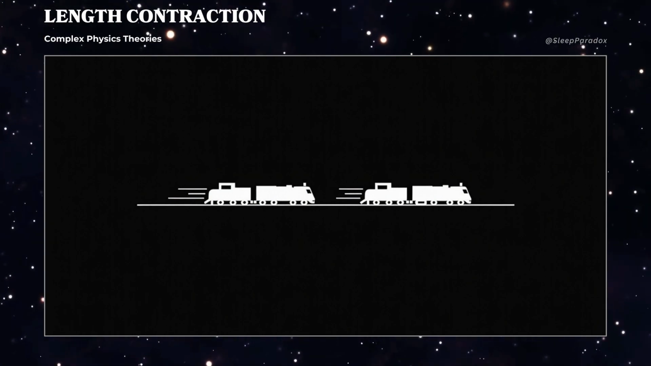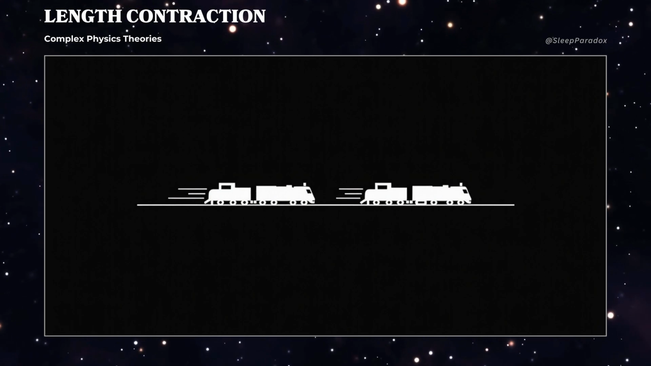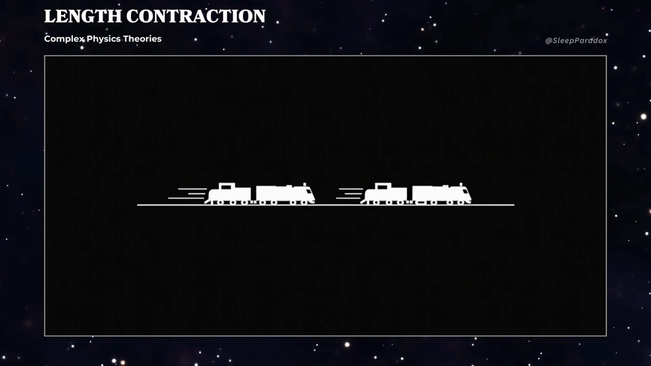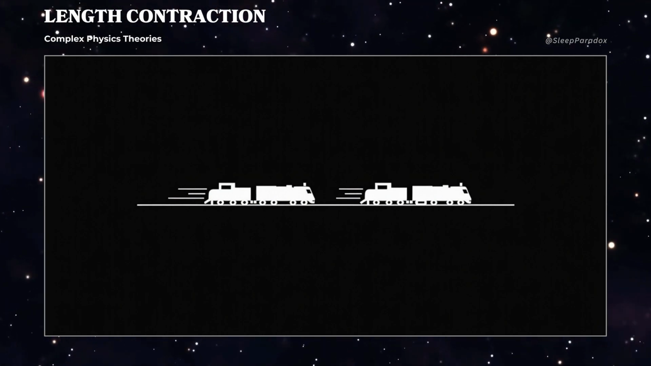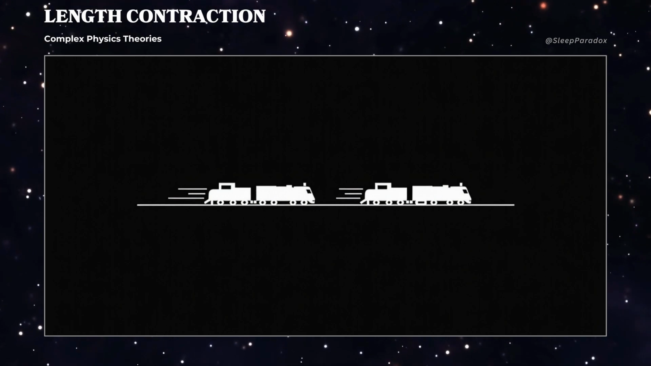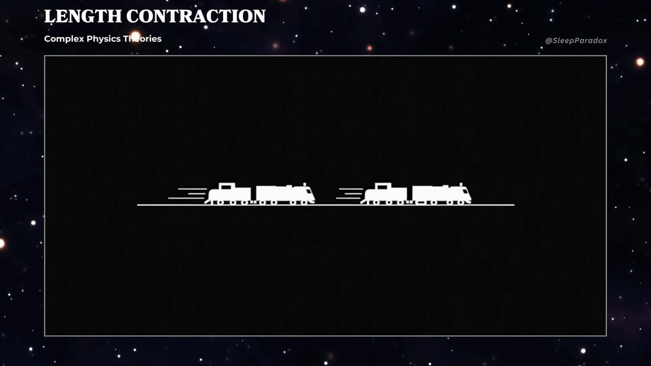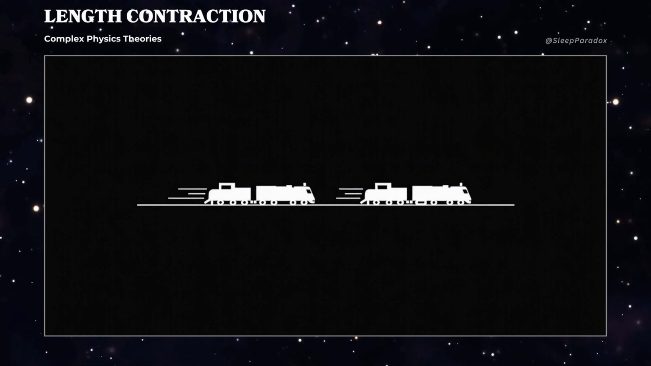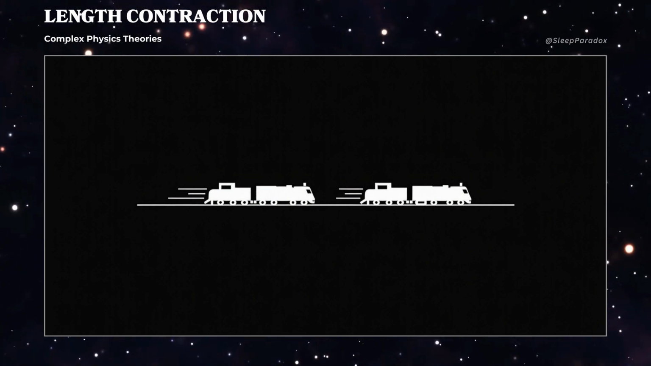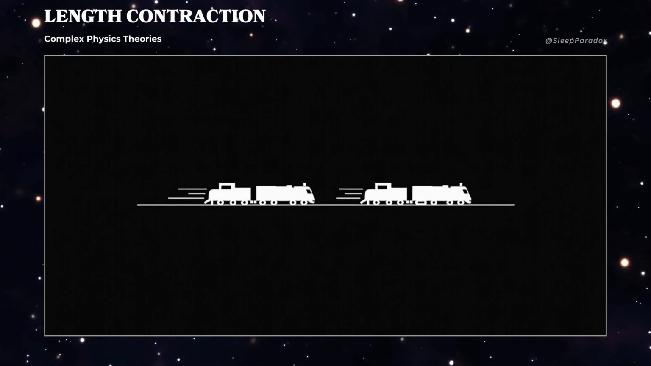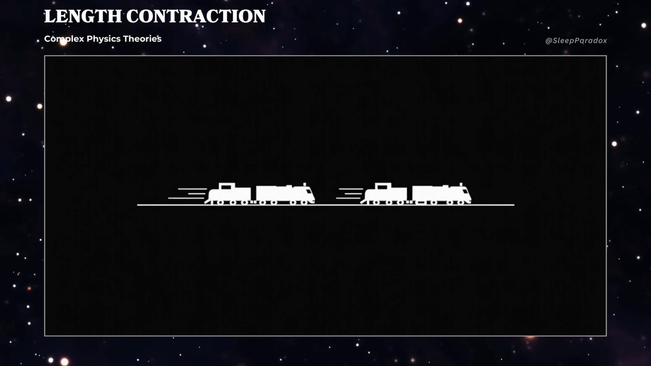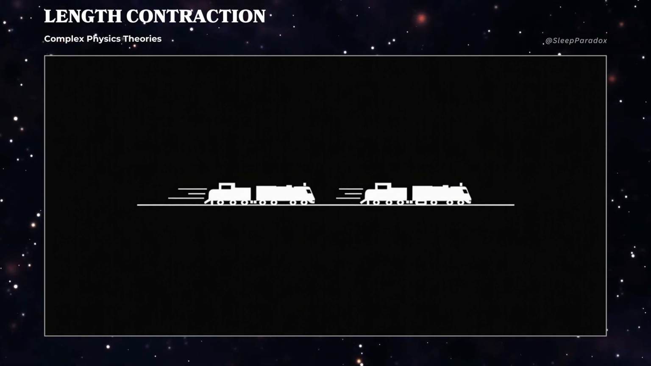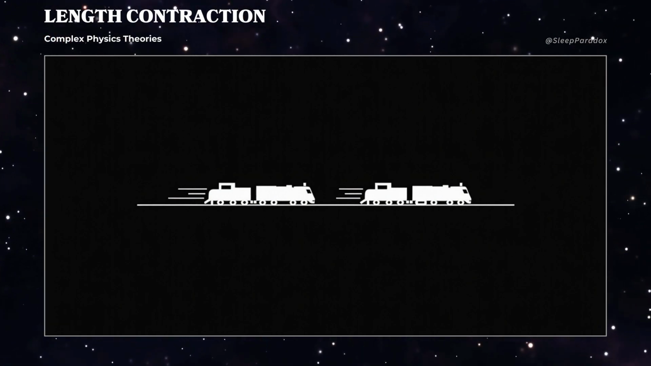To see how this works, imagine a spaceship traveling past Earth at a significant fraction of the speed of light. To someone on Earth, the ship appears compressed along its direction of motion. It's shorter than it would be if it were sitting still, but to the person on the ship, nothing appears different. The ship feels normal in size. Instead, from their point of view, it is Earth that appears contracted.